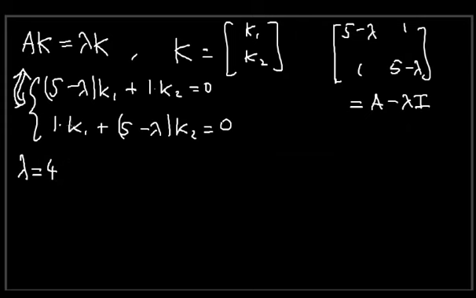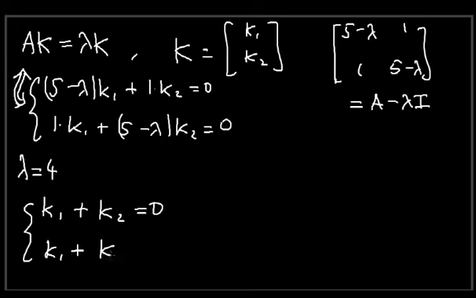When lambda equals 4, if I put this into the system, I'm going to get k1, because 5 minus 4 is 1, plus k2 equals 0. And in the second line, putting 4 there gives 5 minus 4, which is 1. So it's again k1 plus k2 equals 0. So the two equations in the system are equivalent, of course, so we can safely disregard the other one. It's not going to play any role.